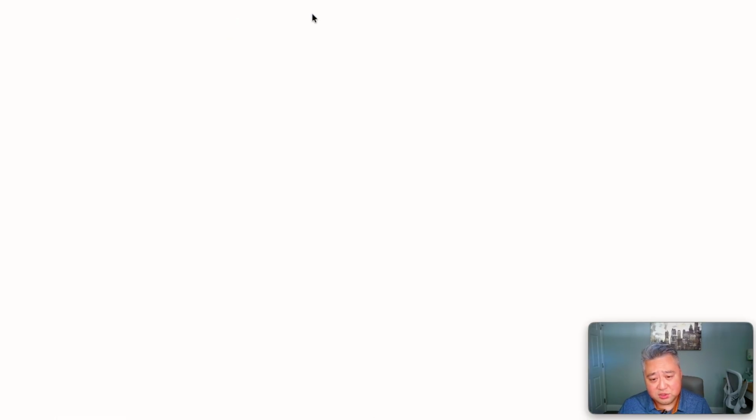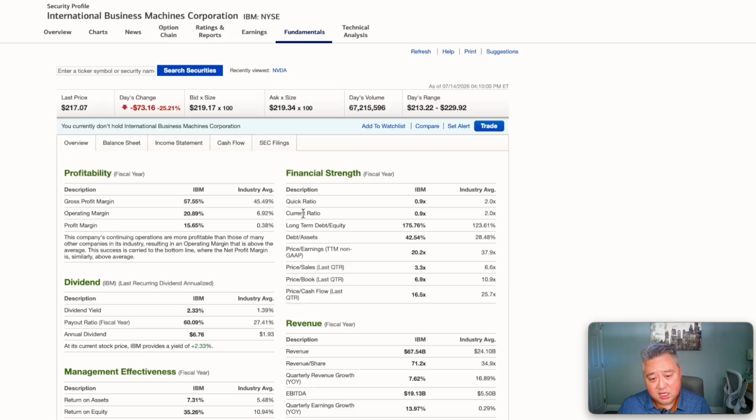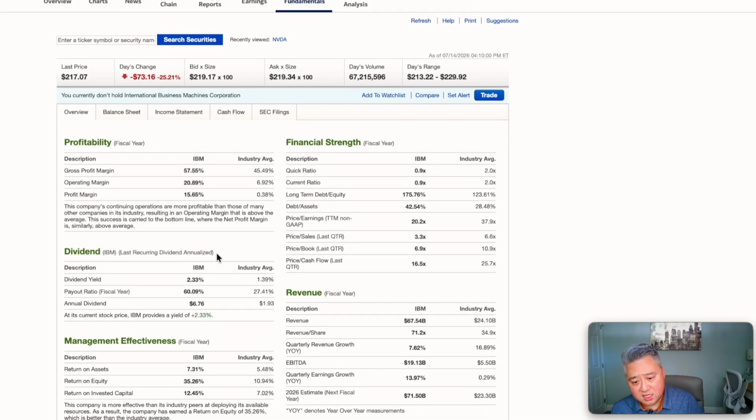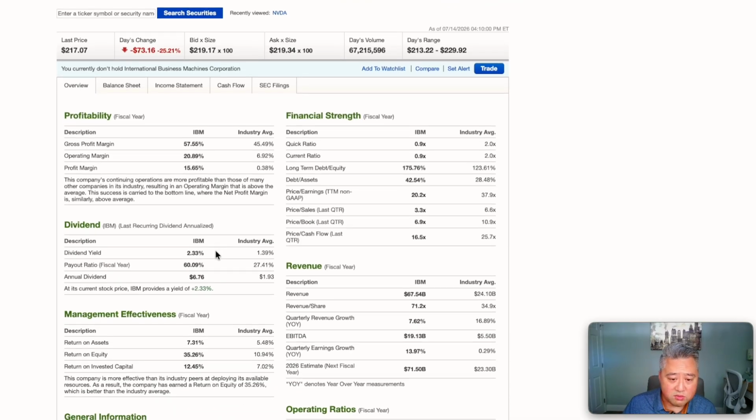Let's dive into the fundamentals really quickly. Again, we look at gross margin, return on equity, debt to equity, and current ratio. So their gross margin is okay. Their industry average is at 45. It's not like 70% like Nvidia, but they still have pricing power over the industry average. So they may be the leader in this industry.